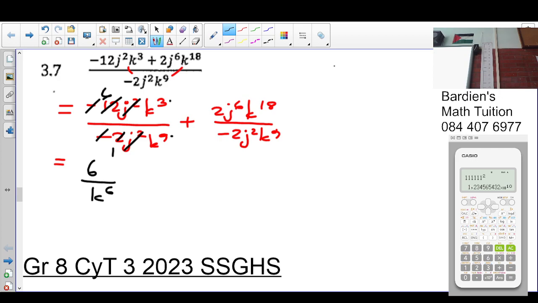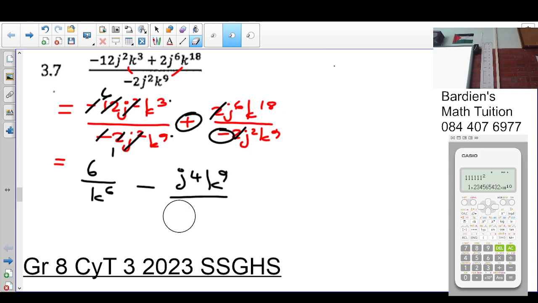Not so. What's positive divided by negative? Negative. 2 is cancelled. Where's the more j's? Top. So 6 minus 2? 4. Where's the more k's? Top. So it's k^9. Thus you can write over 1 and then write it in the next step without the 1. That's your answer there, people.